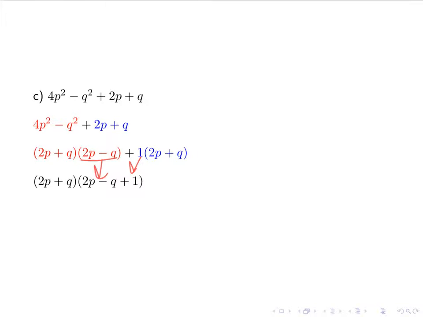So it's a binomial times a trinomial in this case. Okay, but again, it's never going to be a monomial if you're doing factoring by grouping.